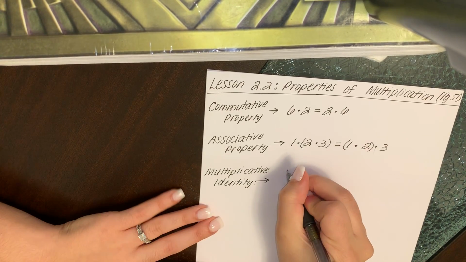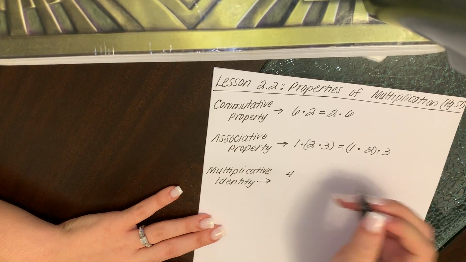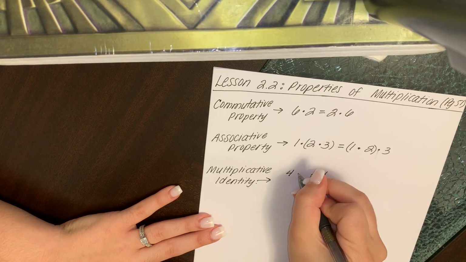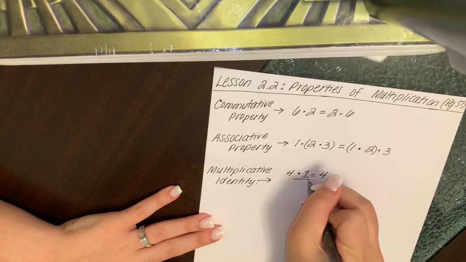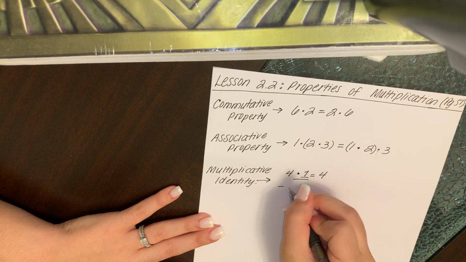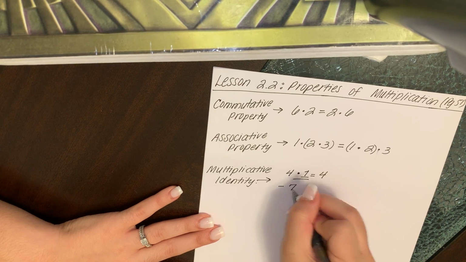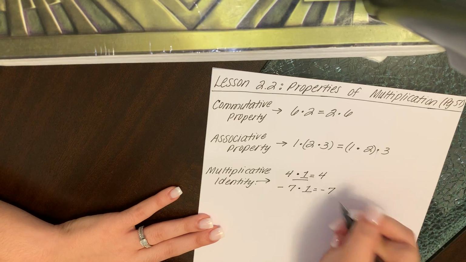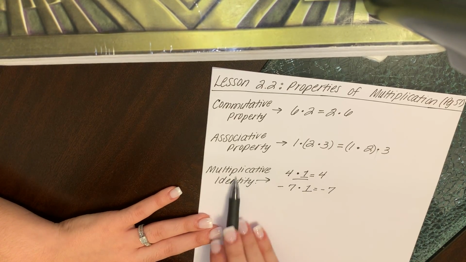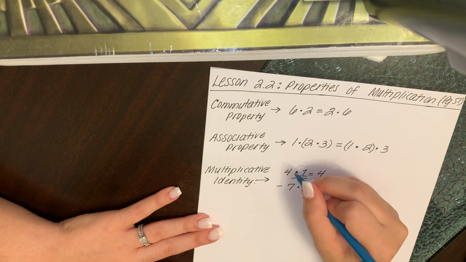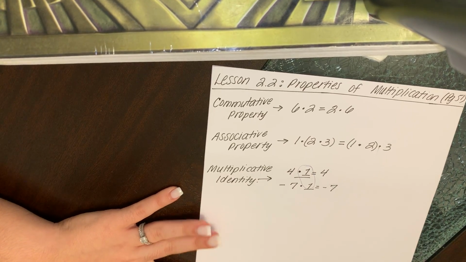For example, if I told you to keep the identity of 4, in other words, you want the final answer to equal 4, 4 times 1 is going to keep it as 4. How about if I told you I wanted you to keep it as -7? Well, -7 times 1 is -7, okay? That's all the rule for multiplicative identity. Instead of adding 0, we're multiplying by 1.